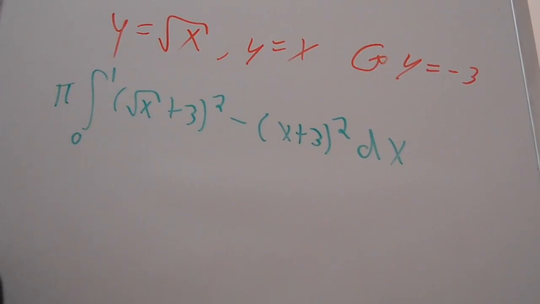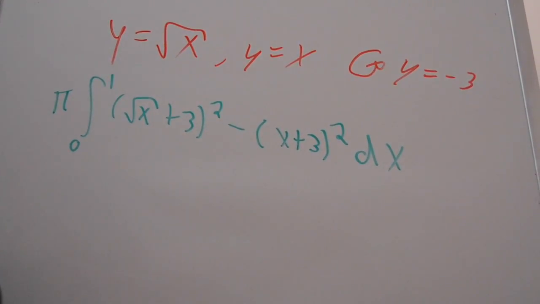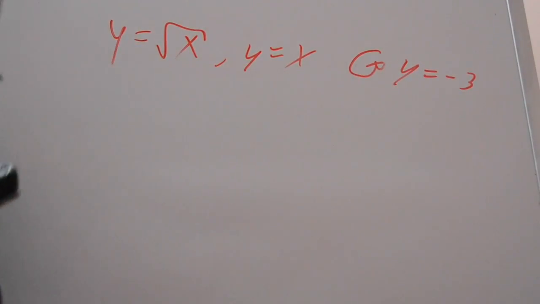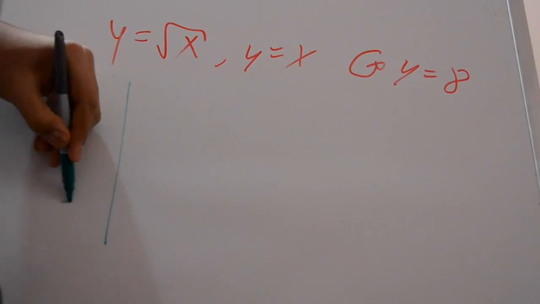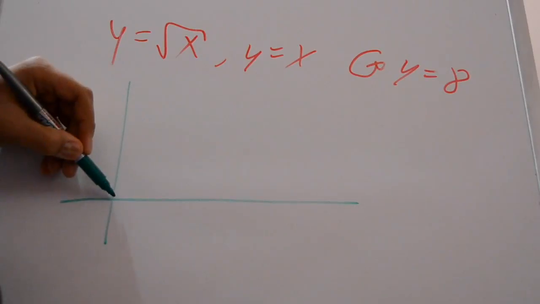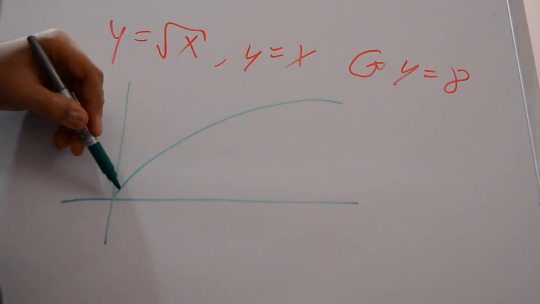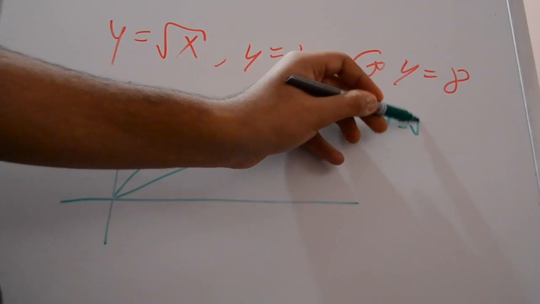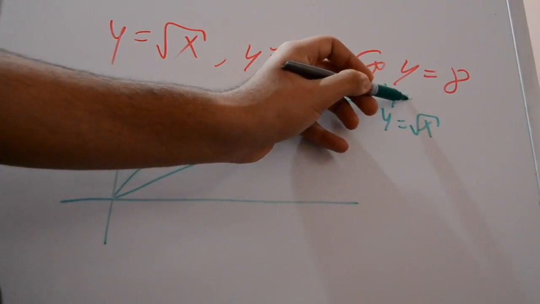And the last one I asked you to do was y equals 8. So this one's going to be a little tricky. If you are clever, you will get this one, but even if you're not, I think you can. So what we're going to do here, always draw the picture. Don't forget to draw the picture. And we'll have square root of x and x. So y equals square root of x, y equals x.